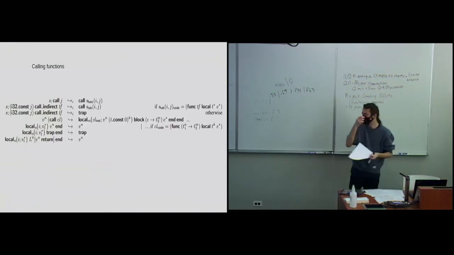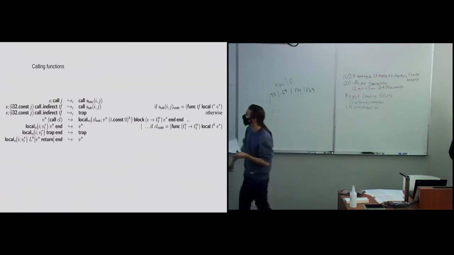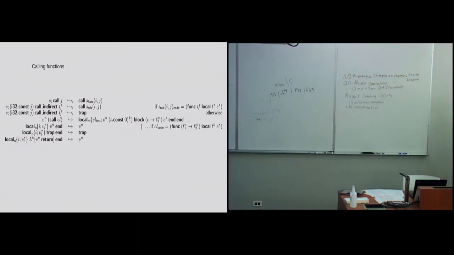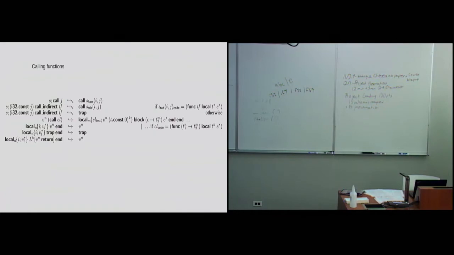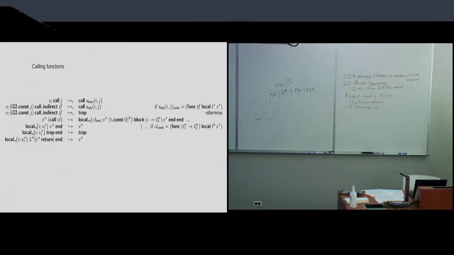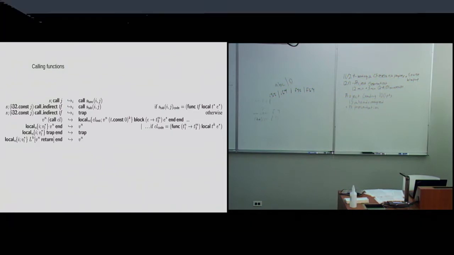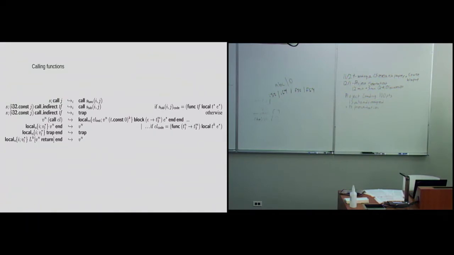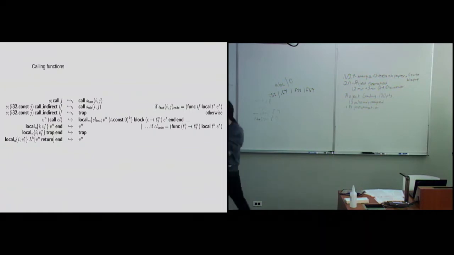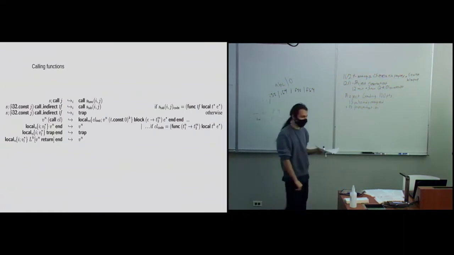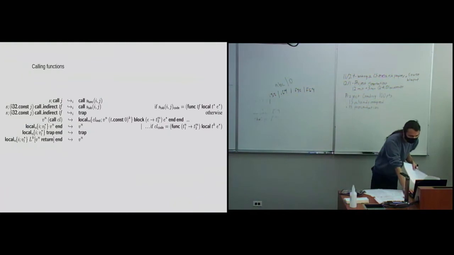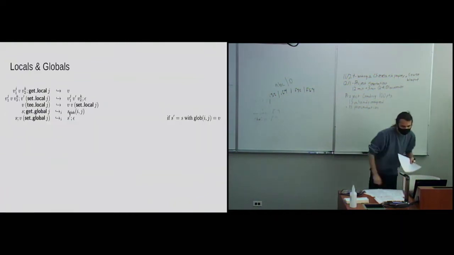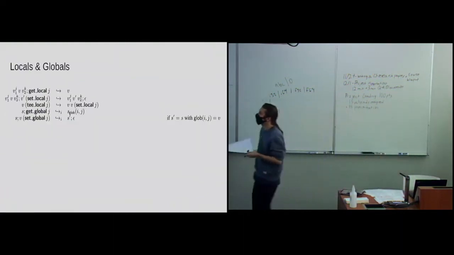Calls are straightforward. They all step to different call expressions. So if you call indirect to an index that's not valid on the call table, or on the table, then it traps. And the rest of these we said were not too fancy, or not too vital. And then locals, pretty straightforward.